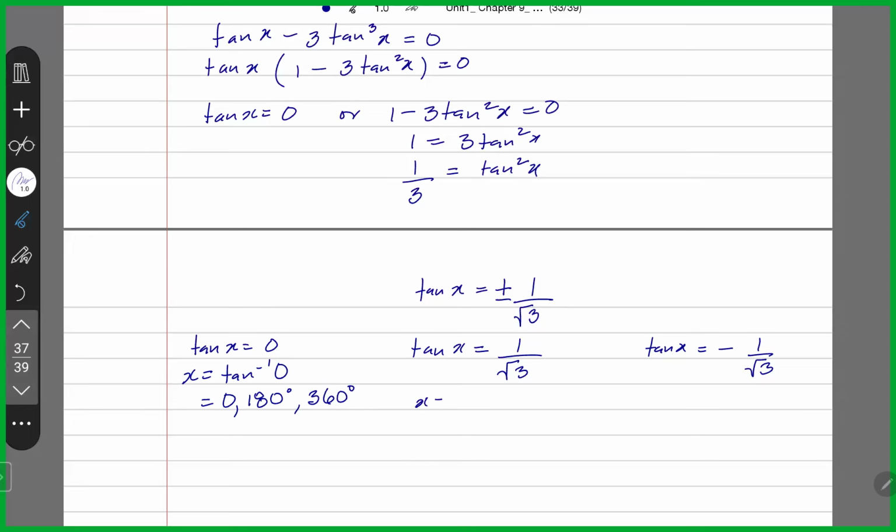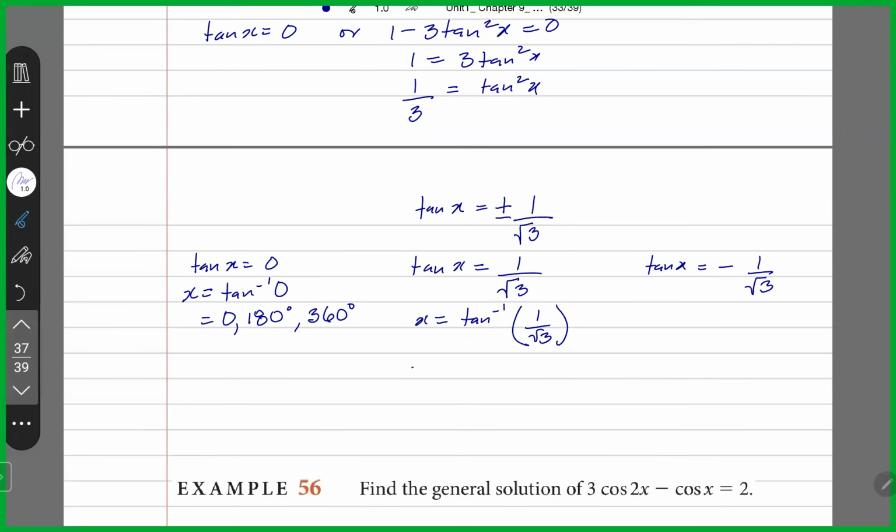Here, x is equal to tan inverse 1 over root 3. Let me see if I can remember which angle. The tangent of the angle is 1 over root 3. I think this is 30 degrees. So x here is equal to 30 degrees, first quadrant, and 210 degrees, third quadrant. Because tan is positive in the first quadrant and in the third quadrant. The answer in the third quadrant would be 180 plus 30, which is 210 degrees.